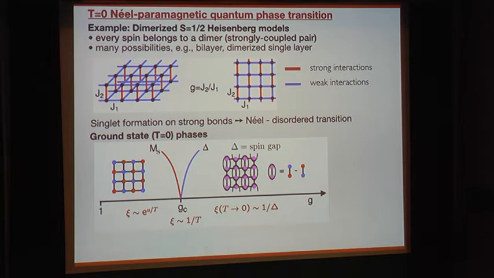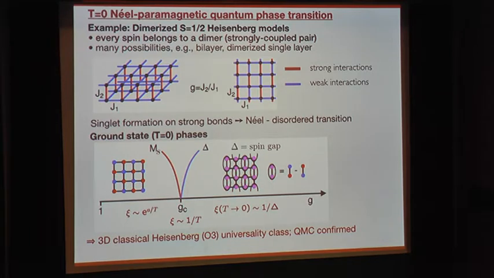So what you expect in general in these kinds of models, if you tune this coupling ratio that I call g, is that you go from some Néel state eventually to something that is close to a singlet product state. But in between there's actually a quantum phase transition where the fluctuations are large and the correlation length diverges, and so on. Just by symmetry you would expect that this should belong to the universality class of the 3D classical Heisenberg finite-T transition.